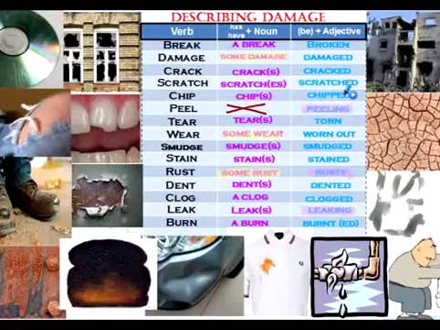So there's a lot of adjectives and a lot of nouns, and there's a lot of vocab in this unit. So take a moment to look at these and try and memorize each type of damage for each type of picture.